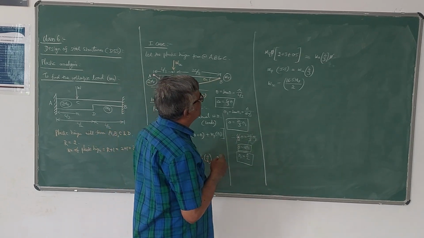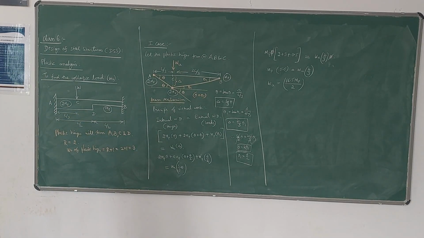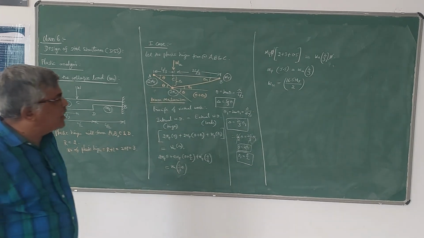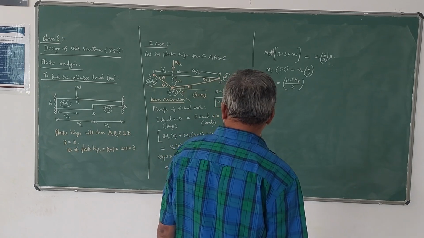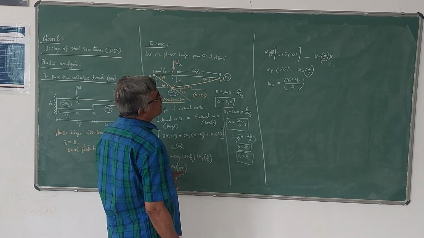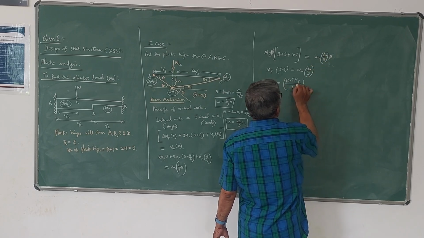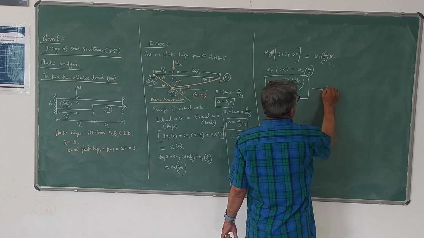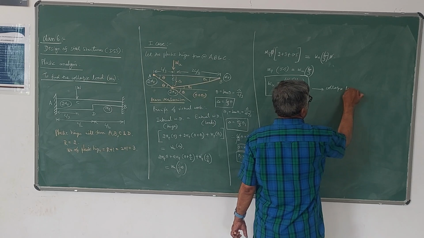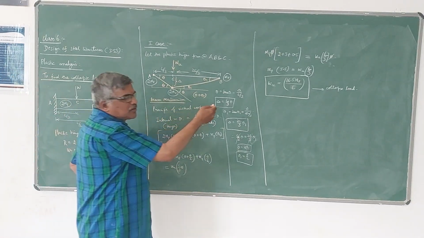So WU is equal to 16.5 MP by L. I have not written that L in the earlier step, where it is WL by 3 theta, so you are getting divided by L. So this is the value for the first case, the collapse load for the first case. That means assuming the plastic hinges will form at A, B and C, this is the value of collapse load we are going to get.